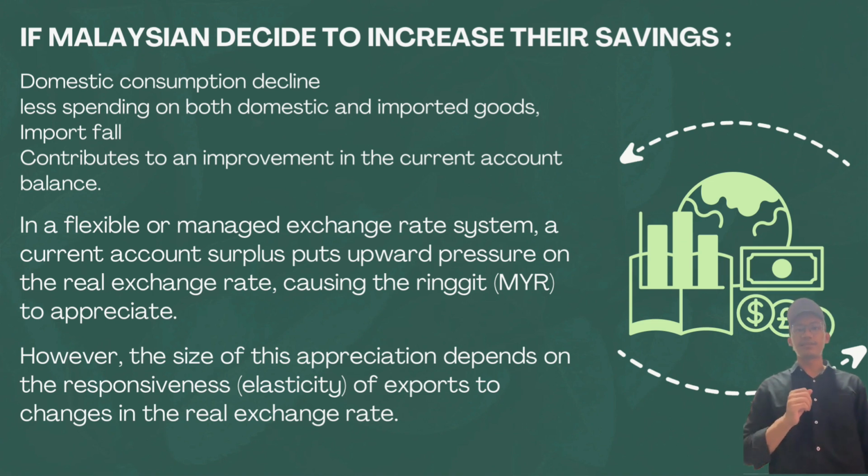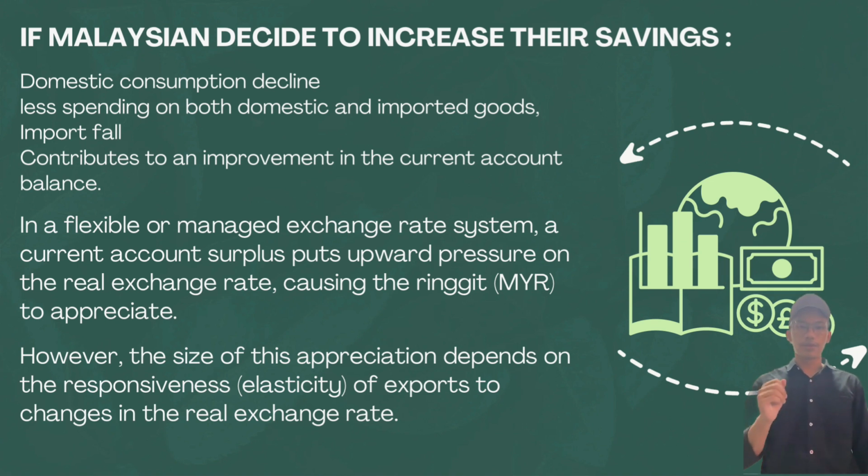Suppose Malaysians decide to save more. When people save more, they spend less, especially on things like imported goods. This causes a decline in domestic consumption and reduction in imports. As a result, the current account balance improves because we are buying fewer foreign goods. This creates more demand for our own currency, which leads to an appreciation of the ringgit. When a country like Malaysia has a current account surplus, meaning it exports more than it imports, and it increases the demand for the ringgit, this causes the real exchange rate to rise, which means the ringgit appreciates.